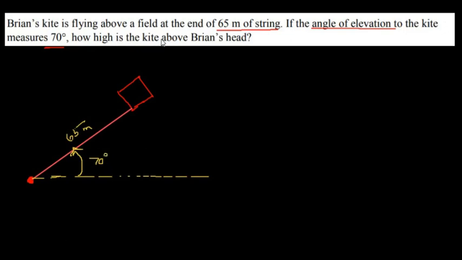How high is the kite above Brian's head? If this is Brian's head, they are asking what is the height between the kite and Brian's head. That means this is what they are asking for. This is our x, the unknown which we need to find. As you can see, this makes a right angled triangle. It becomes really easy for us to use the trigonometric ratios to find the height, which is x.